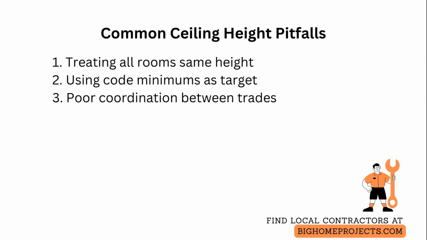A third frequent problem is poor coordination between trades that leads to multiple successive soffits and visual clutter. Prevent this by holding a coordination meeting with contractor, structural engineer, and mechanical designer to agree on unified routing or bulkhead locations before ordering finishes.